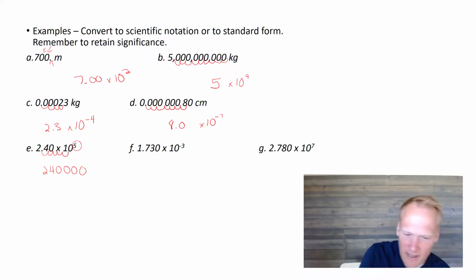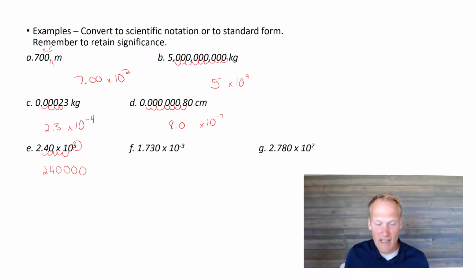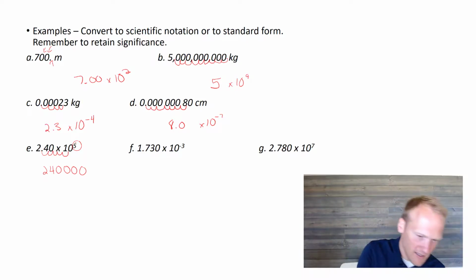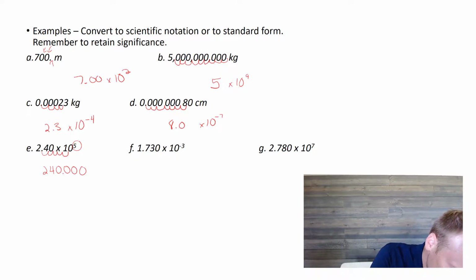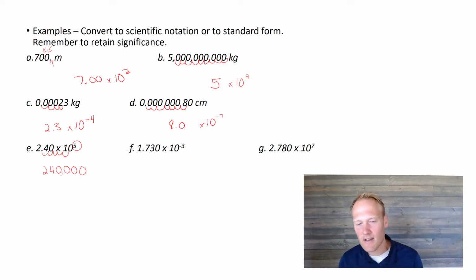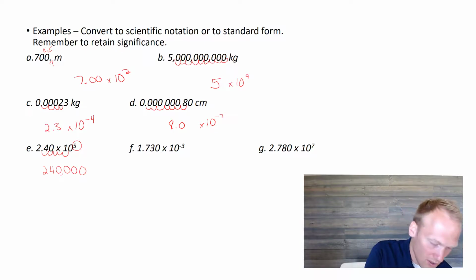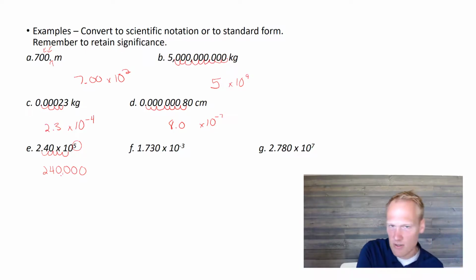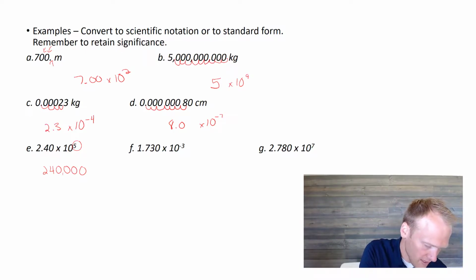This is a positive 5, which means this number should be big. If I would get like 0.00 something, I would know, okay, I went the wrong direction because the number got smaller. Notice I've only left the 2 and the 4 significant because that's what, oh, excuse me, I misspoke. See, I made a mistake. I was going too fast. This has 3 sig figs, which means this number needs 3 sig figs.